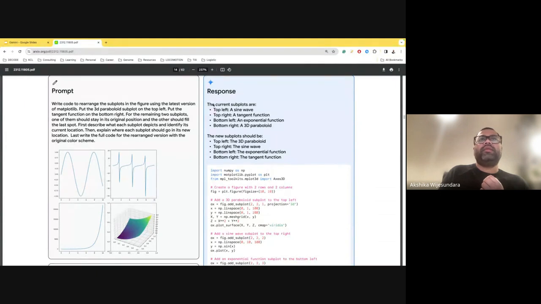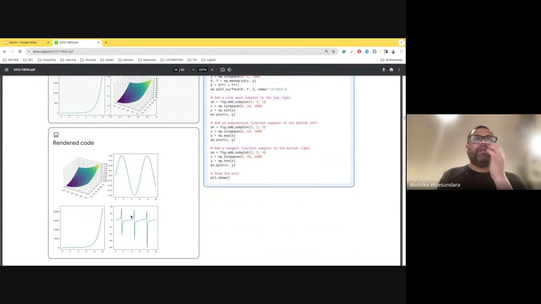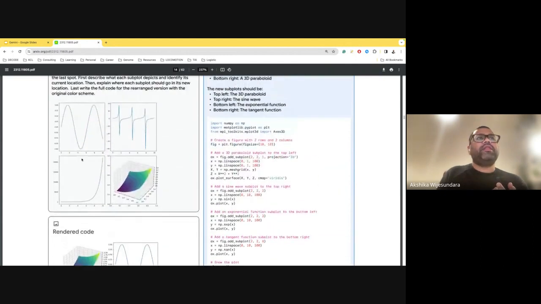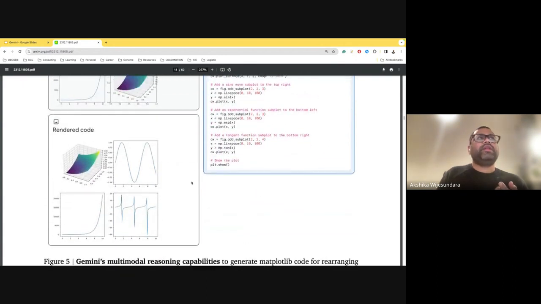So this is like evaluating what's the current status, and then you do the new places that the subplots will be, and then this is the code, and using that code they have generated these charts. So I think this is amazing. I haven't tested this code yet, but if this actually can do this, it's really cool. I feel, and if you look at the charts, it's pretty much the same. So yeah, it's a really nice example of showing how powerful and useful this model can be.